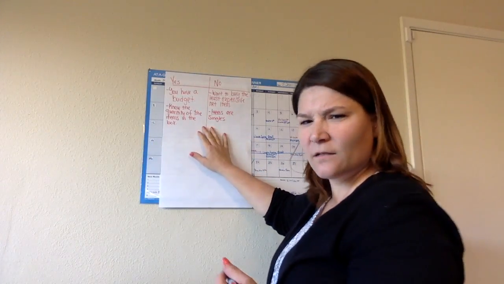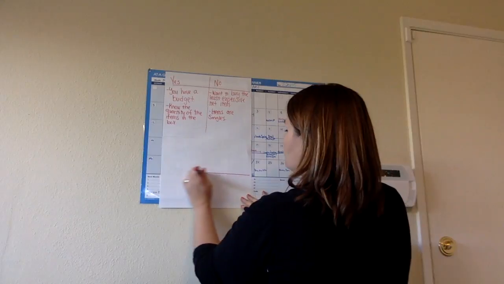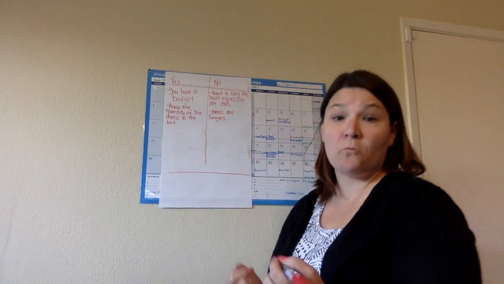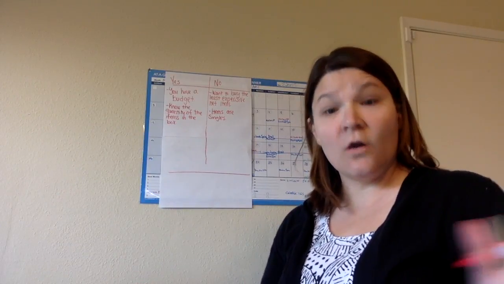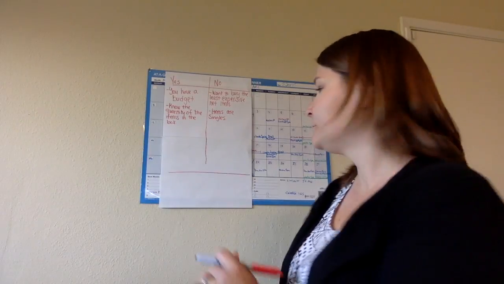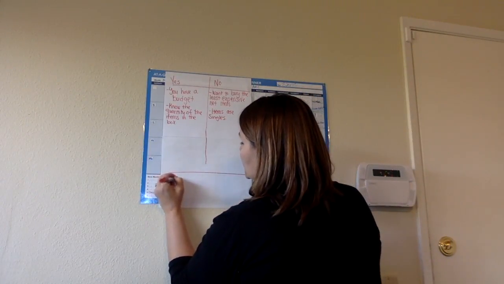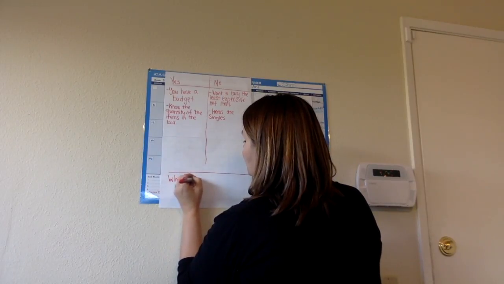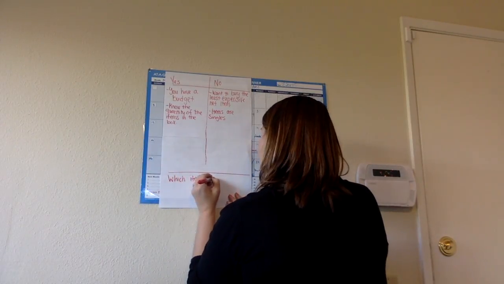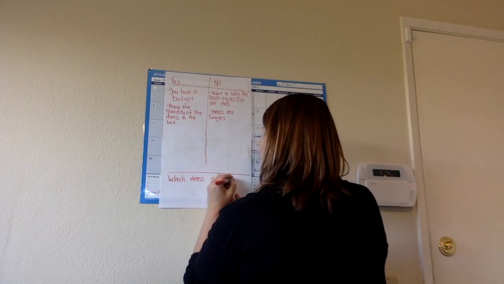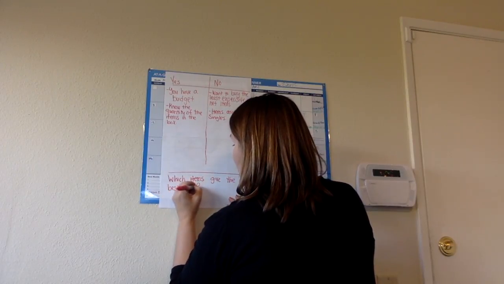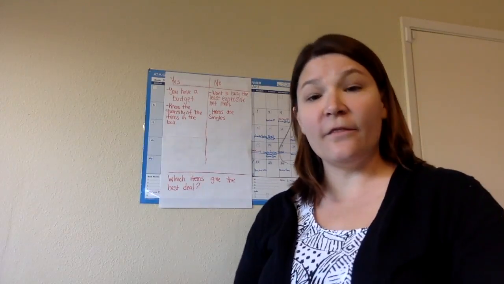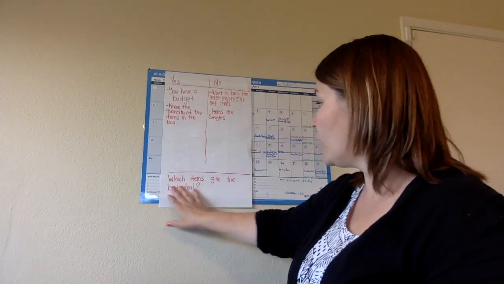Can anybody guess, while you were listening to this list, what you think maybe you are going to learn? What might we need to know? That's right. We might need to find the best deal. Which one has the best unit price? Which items give the best deal? That's right. Are there any other yes examples that might fall under which items give the best deal, and how we're going to figure that out? Does anybody know?